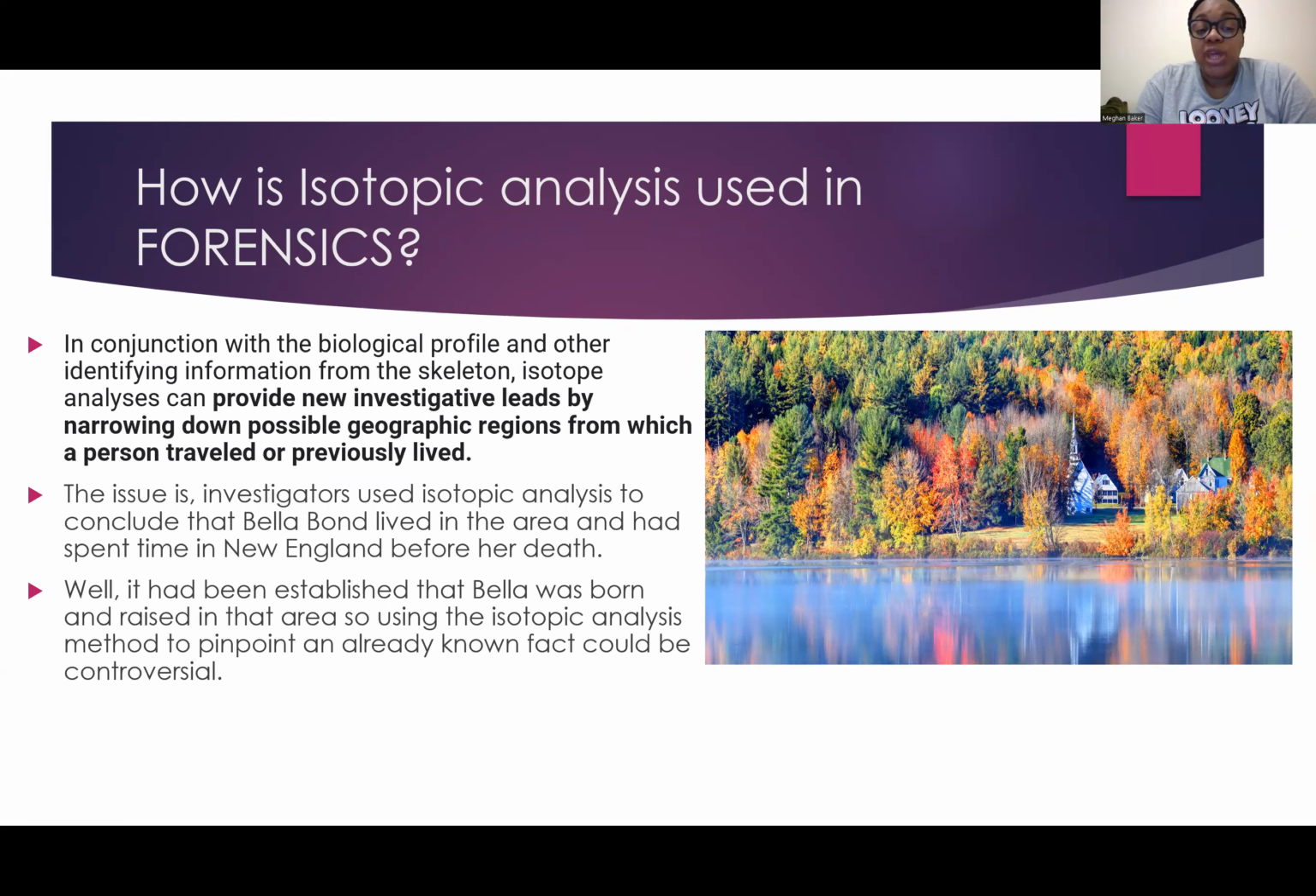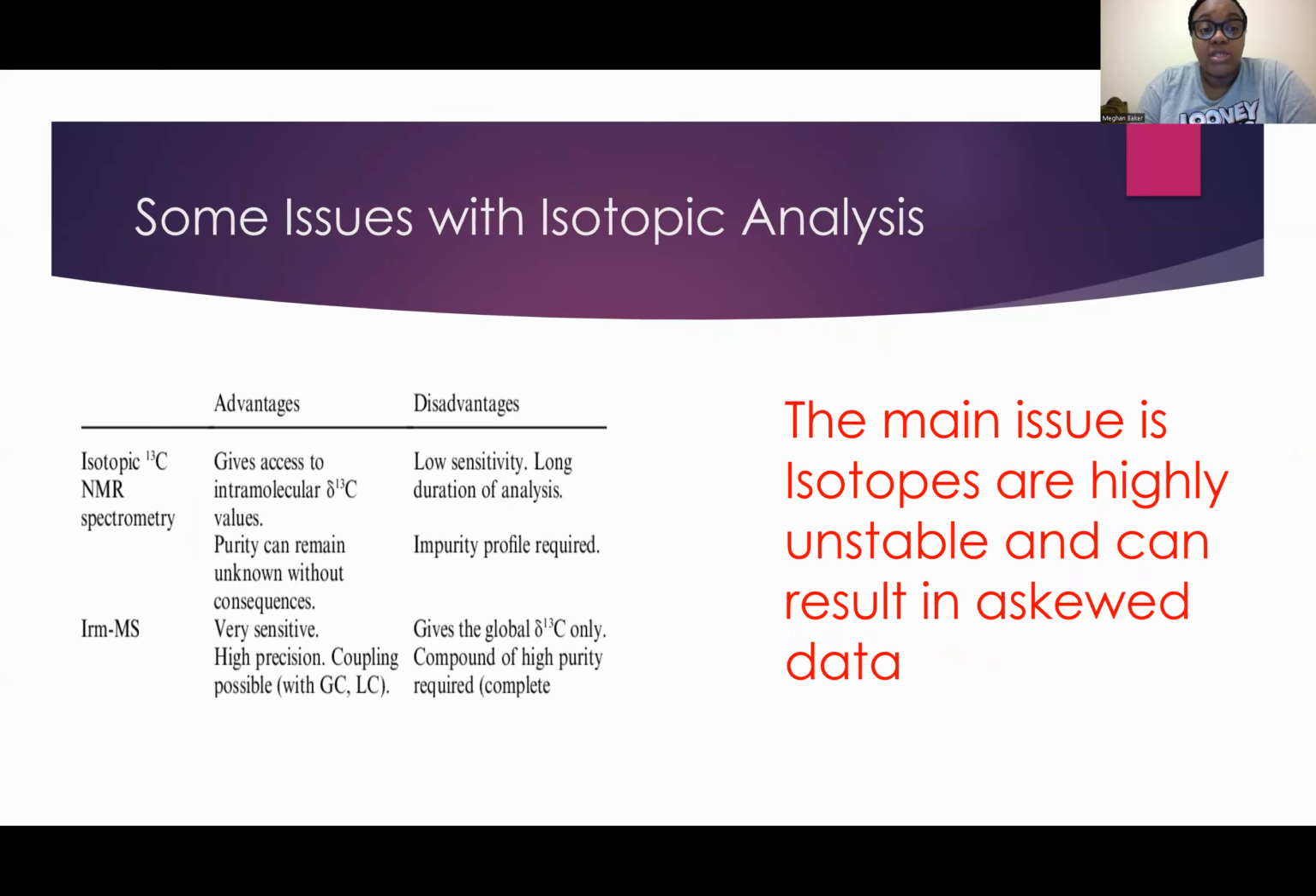So the issue with that is the investigators used the isotopic analysis to conclude that Bella Bond lived in the area and had spent time in New England before her death. Well, it had already been established that Bella was born and raised in that area. So using the isotopic analysis methods to pinpoint an already known fact could possibly be controversial to the case.